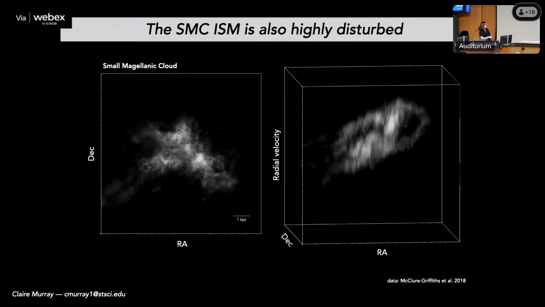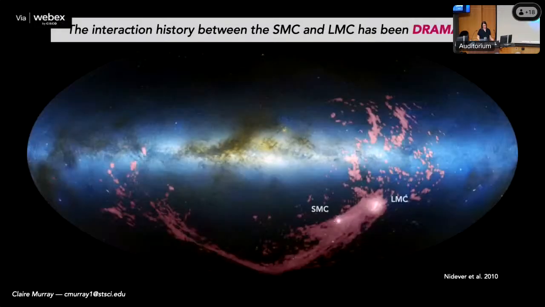And I can't explain to you what this is. Like there's arms, there's pileups, there's voids, and it doesn't look like a very coherent system. And this, of course, is not surprising because we know that the LMC and SMC have had a dramatic history together. We're still arguing about whether they're on their first infall or their second infall into the Milky Way halo. Their interactions together have produced an enormous gaseous system known as the Magellanic System that we heard about from Sapna in her flash talk earlier.